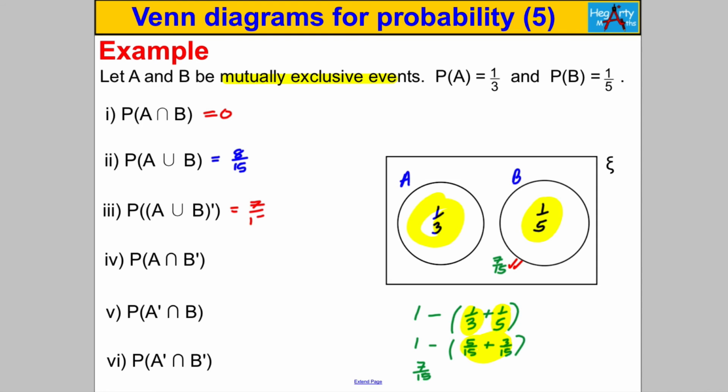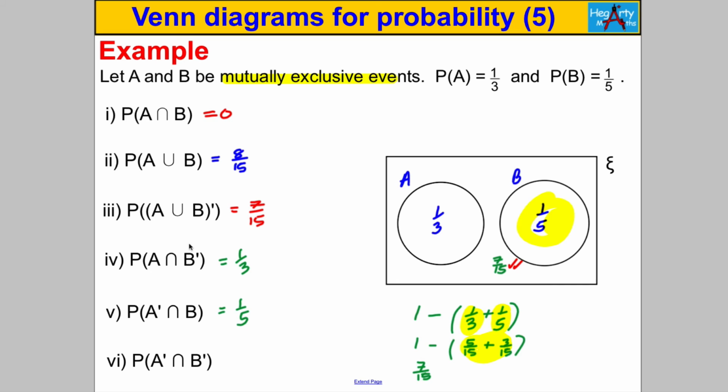Or you could have done it by doing 1 subtract this. Now, what's the probability of A intersection not B? So everything that's in A but not in B. Everything that's in A but not in B, in this particular case, is just everything in A because they have no overlap. So that's just going to be a third. And similarly, the probability of not A intersection B, everything in B but not A, is just in this case everything in B because they have no overlap.